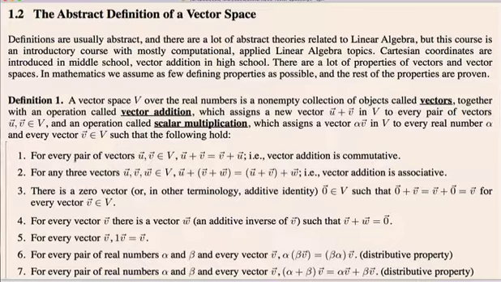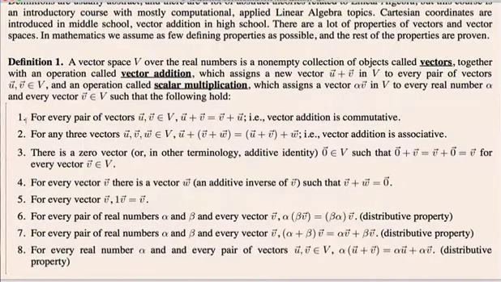And once we have these two operations, the vector addition and scalar multiplication, we also assume that these operations have the following properties. Property 1, for every pair of vectors u and v, u plus v is the same as v plus u, which means the vector addition is commutative, you can change the order.